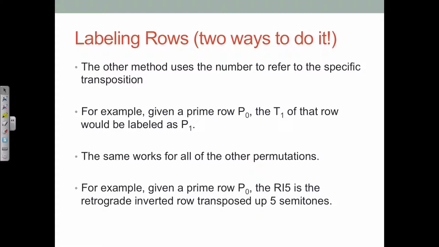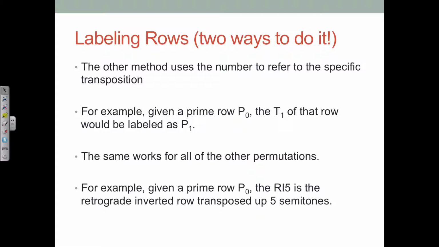So, for example, with this second method, given a prime row, let's say P0, which is our original row, 0 means that it's not any transposition of it. So if you were to transpose that by one semitone, we would label that as P1. So P1 is essentially T1, the transposition 1 of P0. And that works the same for all other permutations.